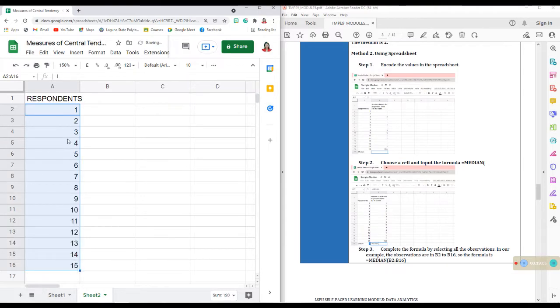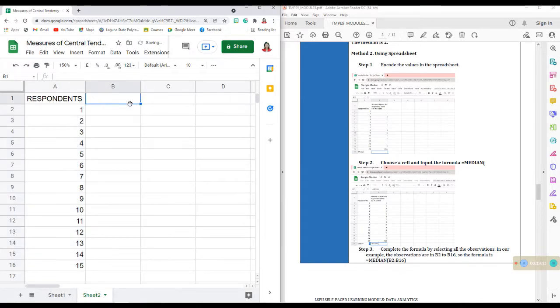Ayan. Meron tayong 15 na respondents. Ngayon, ano yung ilalagay natin dito sa B? So, sa B, ito naman yung number of times the respondents dine out in a week. Number of times the respondents dine out in a week.